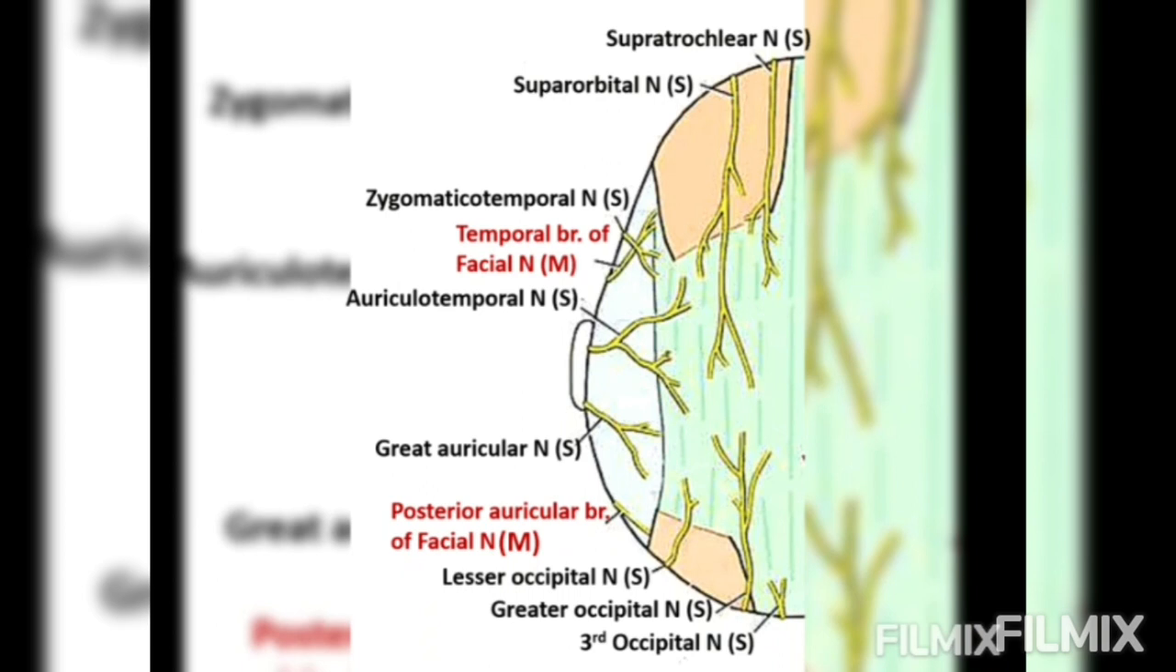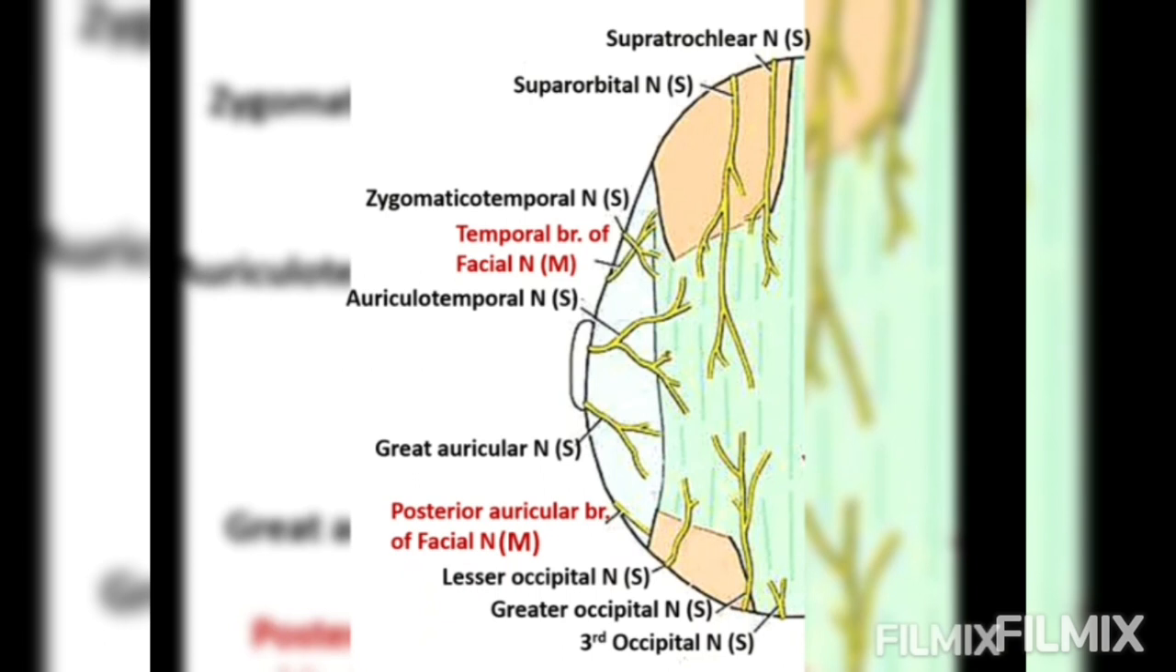First, let's see in front of the auricle. In front of the auricle, you have 4 sensory and 1 motor. Of the 4 sensory, the first ones are the supratrochlear nerve and supraorbital nerve. These both are branches of the ophthalmic division of the trigeminal nerve, whereas the zygomaticotemporal is a branch of the maxillary division of the trigeminal nerve and the auriculotemporal is a branch of the mandibular division of the trigeminal nerve. The one motor nerve is the temporal branch of the facial nerve.